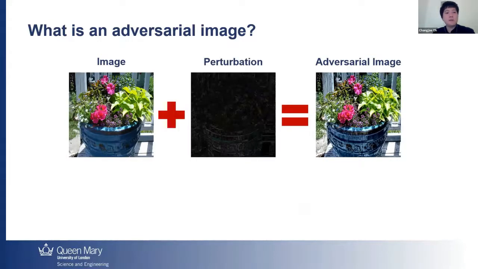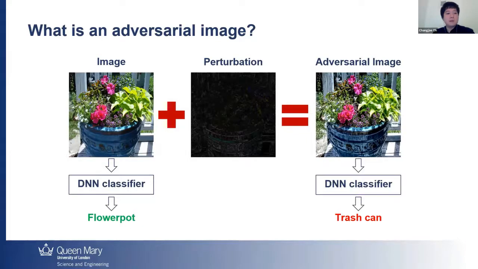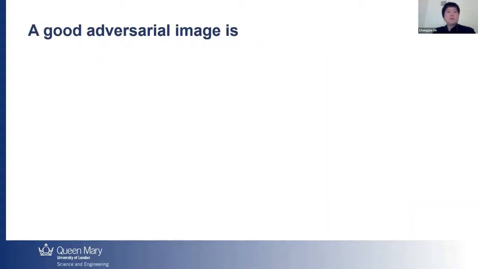As you can see in this figure, the DNN classifier predicts the original image as a flower pot, but when the perturbation is added, the classifier predicts the adversarial image as a trash can. Adversarial images can be used to protect our private information from being passed or saved by other computers or servers. For this case, we can set some conditions for a good adversarial image.